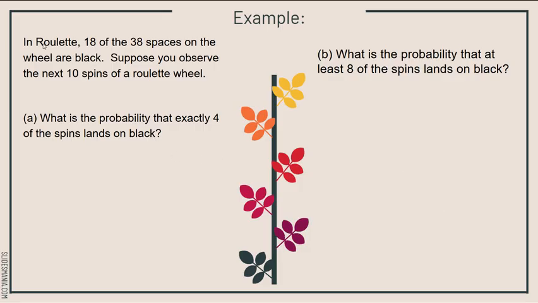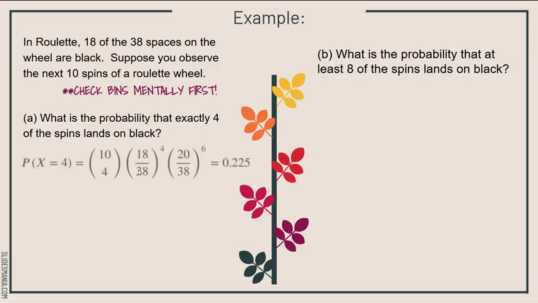Okay, let's look at the next problem. In roulette, 18 out of 38 spaces on the wheel are black. Suppose you observe the next 10 spins of a roulette wheel. What is the probability that exactly 4 of the spins land on black? So first thing we need to do is check the BINS. B, do we have success and failure? Success is black. Failure is not black. I, independent. Is each spin of the wheel independent? Yes. N, how many times are we going to spin it? 10. S, probability of success, that'd be 18 out of 38. So that's clear. So good, it's binomial.